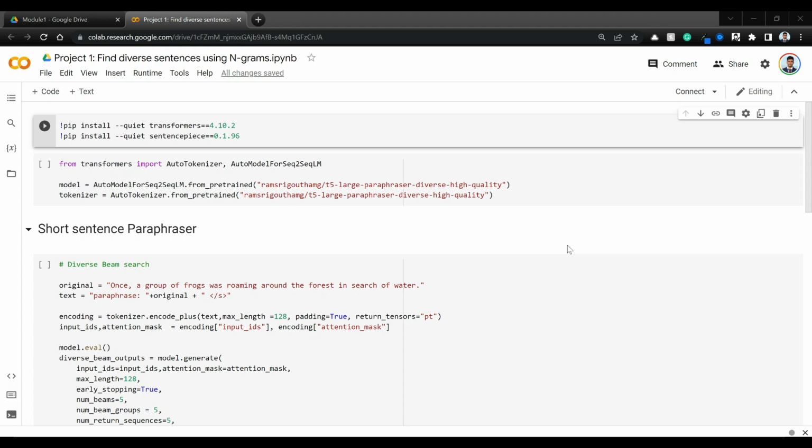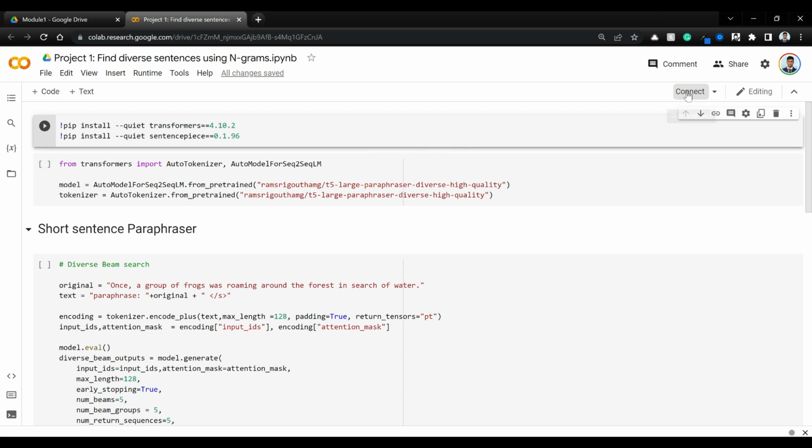Hello everyone, welcome back. In this section we are going to see our first project, that is find diverse sentences using n-grams. So we are going to see an application of n-grams in a real world project that involves paraphrasing. To start with this, let's connect our Google Colab notebook.